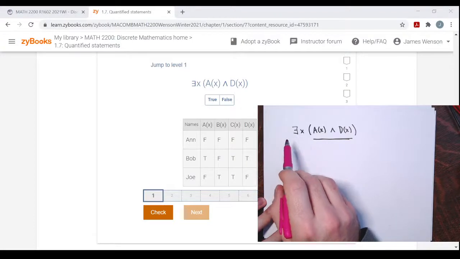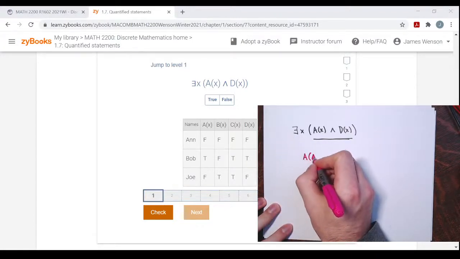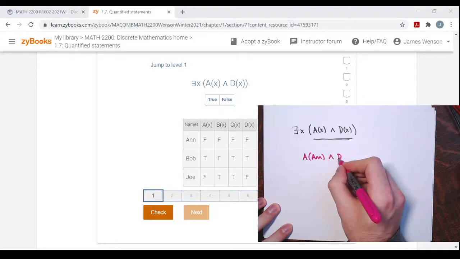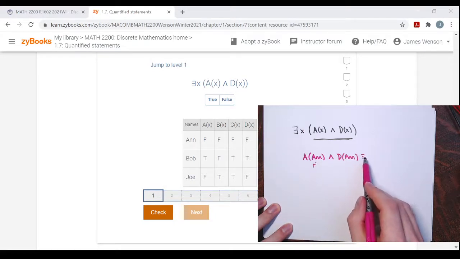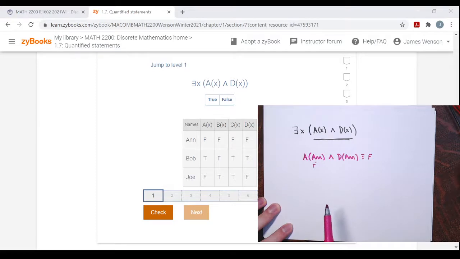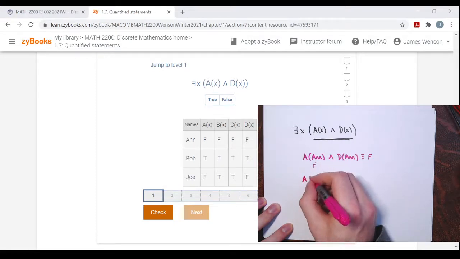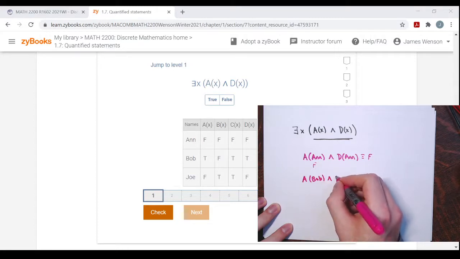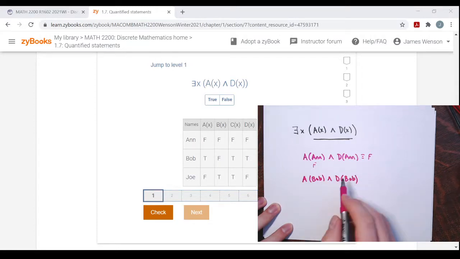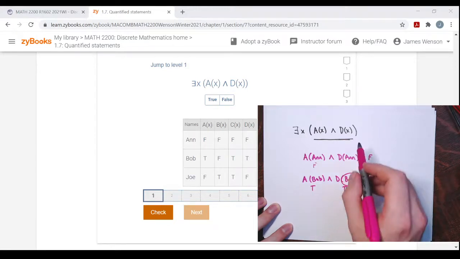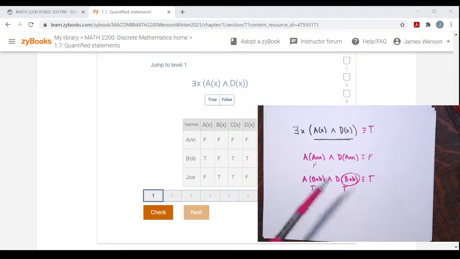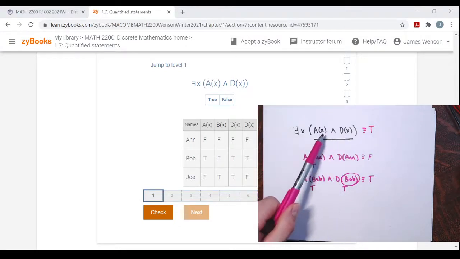How about when x is Ann? Is A of Ann and D of Ann true? Well, A of Ann is false, so no. That's false, so she's not satisfying it. How about for Bob? Is A of Bob and D of Bob a true statement? Well, A of Bob is true, and D of Bob is also true. So this is true, and there we go, Bob. Bob makes this a true statement, right? Because it's saying there is a person that satisfies this condition. We just found it. It's Bob. So the statement is true.